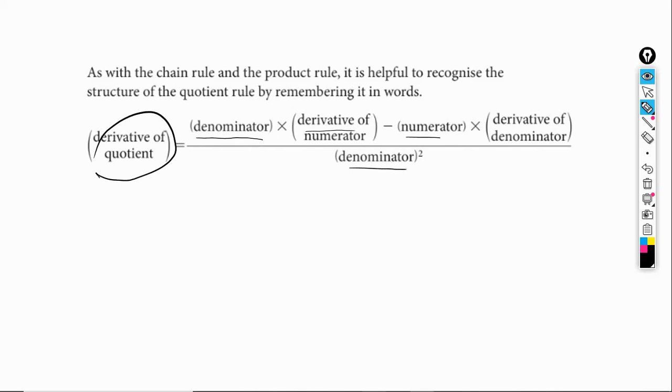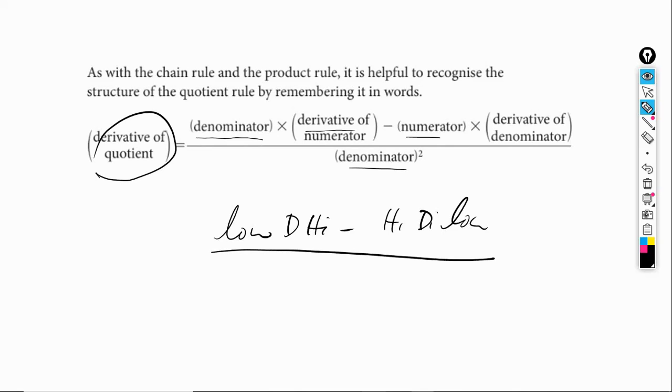Another way I like to think about it is as going low d high minus high d low over low squared. Now this is just a little memory trick. It's important to do it in the right order because of this guy here, right? If we do it in a different order, then the results would be wrong.